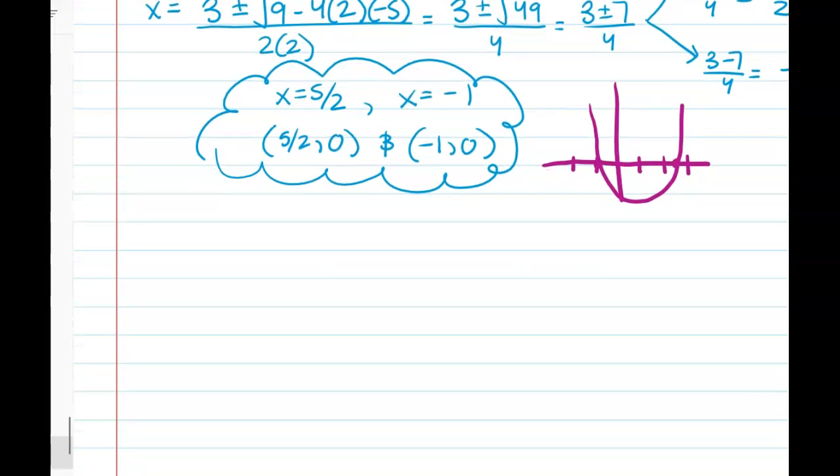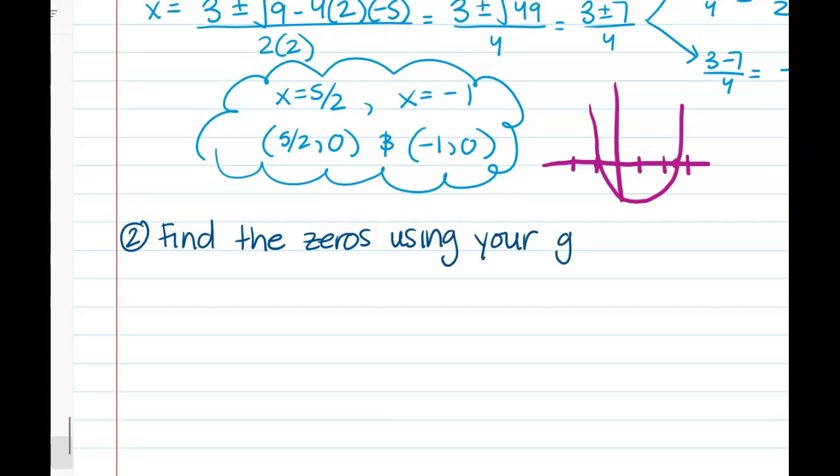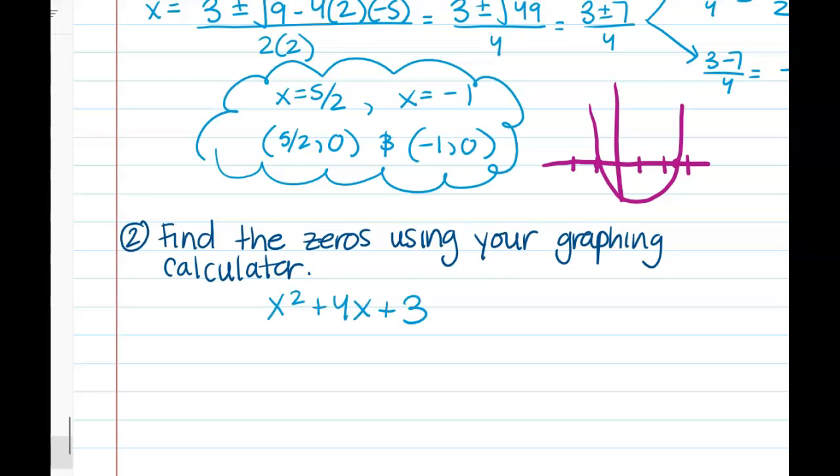Another type of question you might be asked is find the zeros, or roots, or solutions, or x-intercepts, etc. Find the zeros using your graphing calculator. And let's say our function is x squared plus 4x plus 3. So first of all, zeros is setting this function equal to 0. Whenever you solve a quadratic, that's what you're doing. You're setting it equal to 0. And so here are options.